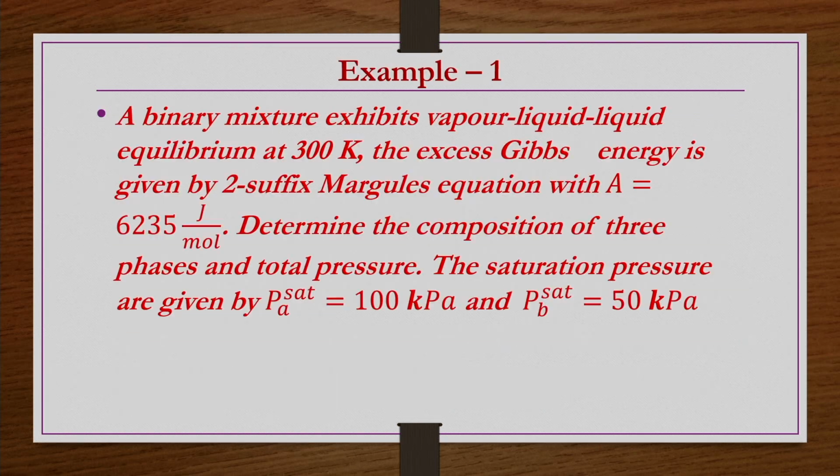Now we will take an example problem. A binary mixture exhibits vapor liquid equilibrium at 300 K. The excess Gibbs energy is given by the 2-suffix Margules equation with A equal to 6235 joule per mole. Determine the composition of the 3 phases and the total pressure. The saturation pressures are given as PA_SAT 100 kilopascals, that is approximately 1 bar, and PB_SAT 50 kilopascals, that is approximately 0.5 bar. So, their saturation pressures are very low.